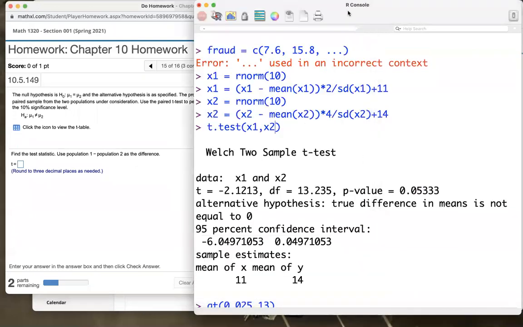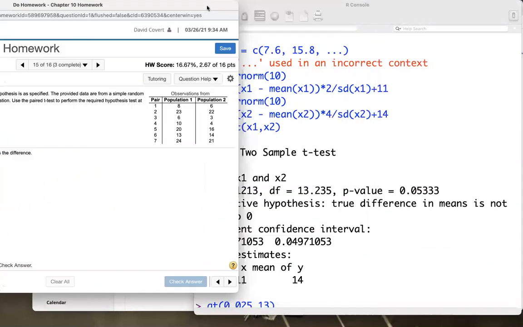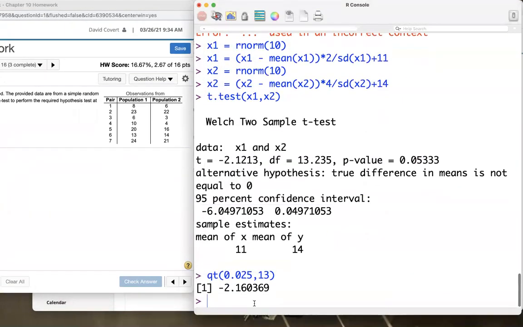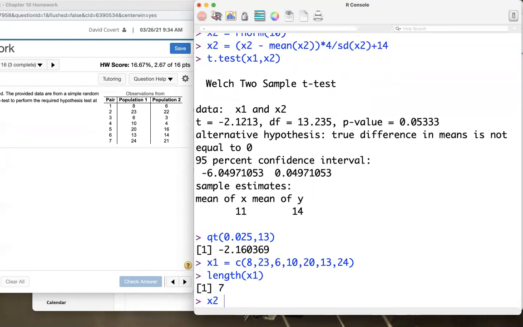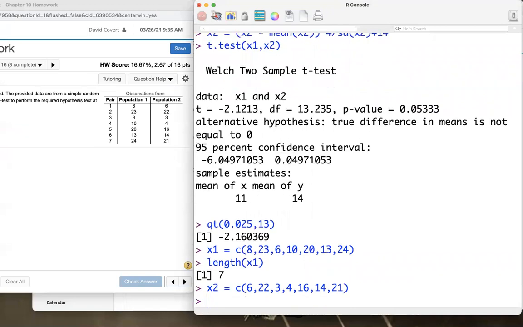Let's just take, in this case, the data sets are small enough that I can just record them here. So let's call this population 1. The numbers here are 8, 23, 6, 10, 20, 13, and 24. Whenever I manually type in something, I always like to verify that I didn't miss anything. So x2, population 2, is going to be 6, 22, 3, 4, 16, 14, 21. It's important to put them in the right order because you're pairing them up, so they have to be paired with the right other value.